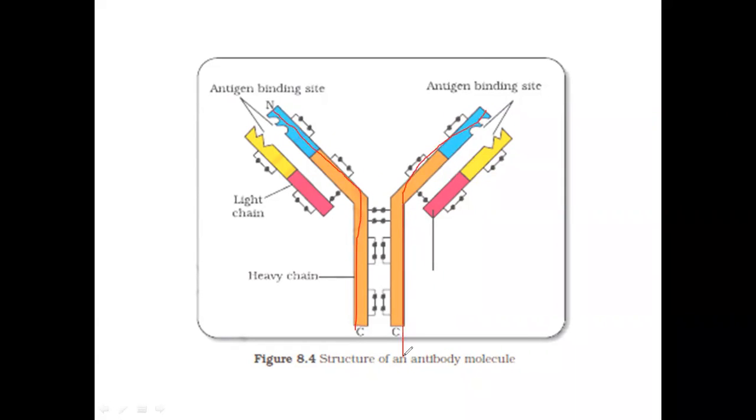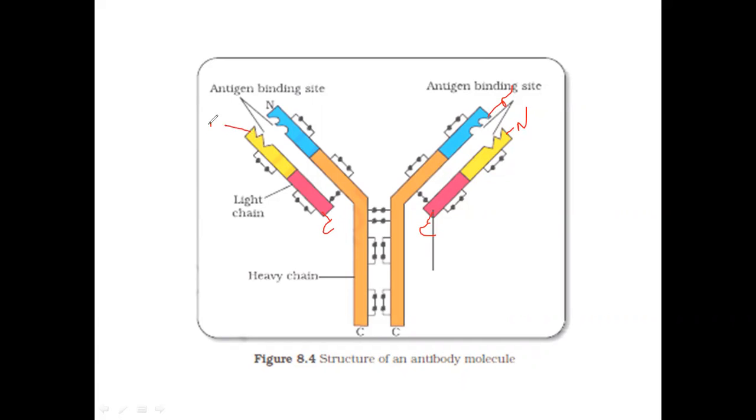It consists of 2 different protein chains. The heavy protein chain is of high molecular weight and the light protein chain is of low molecular weight. Both of these chains have sequences of amino acids. No doubt, this heavy as well as light chain contains 2 different ends, that is the N end, the amino end, and the C end, the carboxylic end.